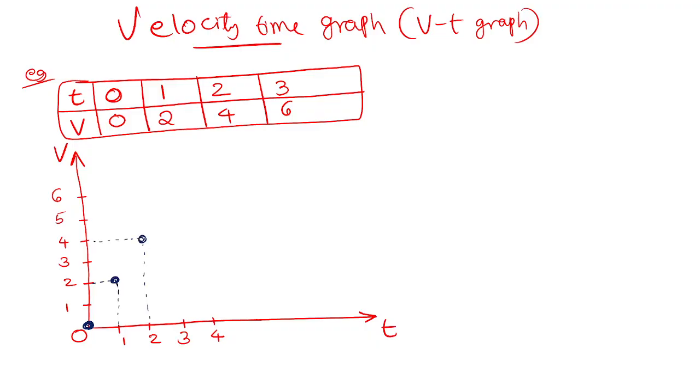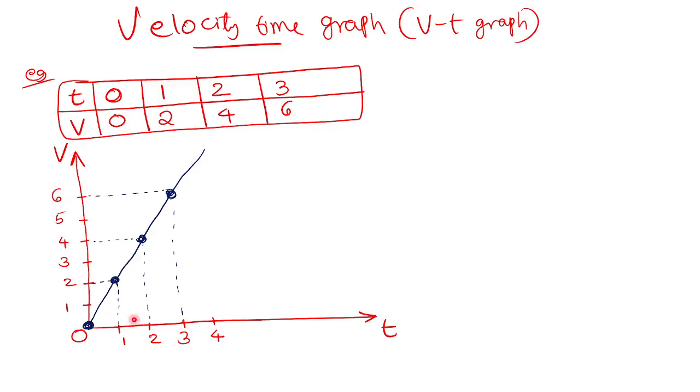When time equals 2, velocity is 4. (3, 6) is there. Join them. You may extend a little bit. This is the velocity time graph. This VT graph is the most important graph. From the velocity time graph, we can answer several questions.